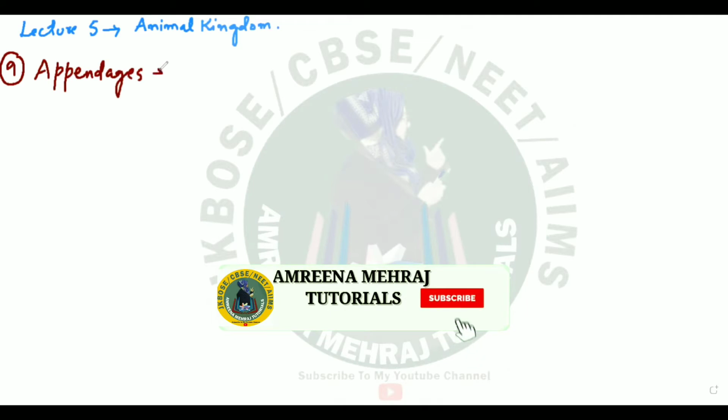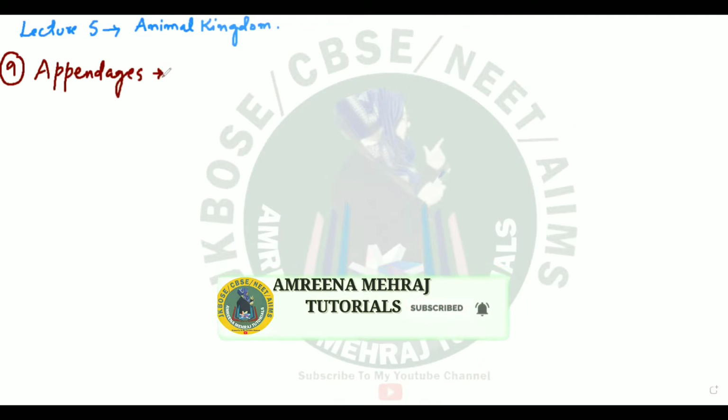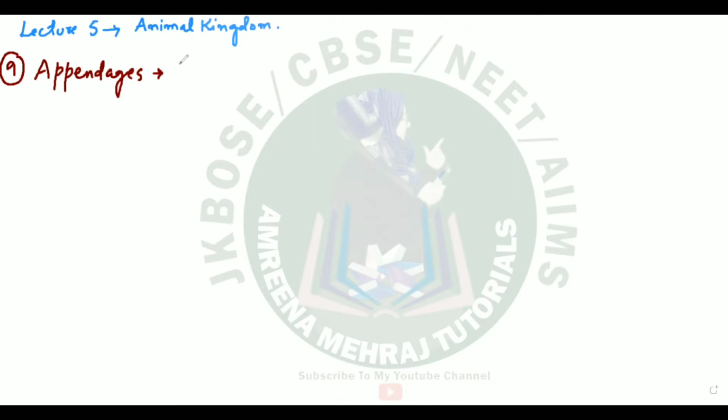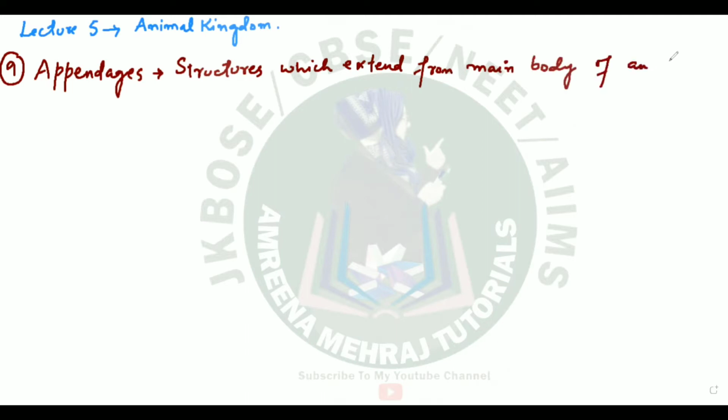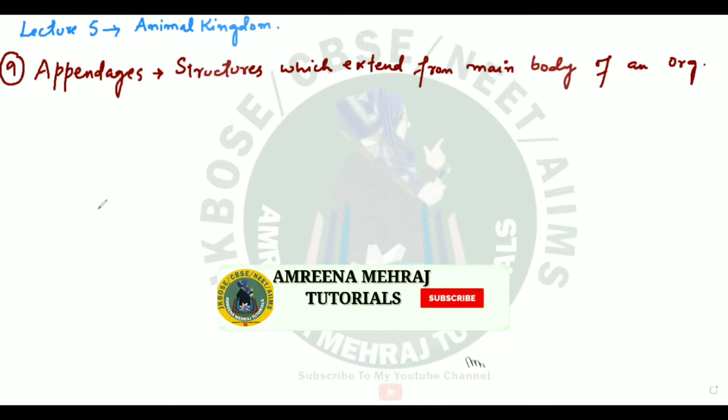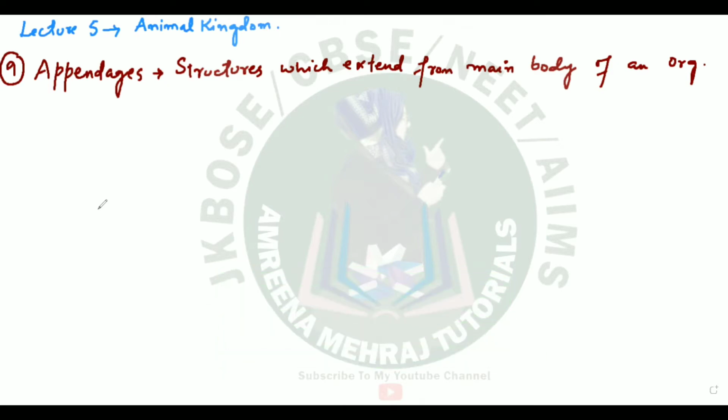Students, appendages are structures which basically arise from the main body of the organism. So let me write down. These are the structures which extend from the main body of an organism. Now, what I am talking about, you can think of, for example, your arms and legs. They are the appendages which arise from your main body.